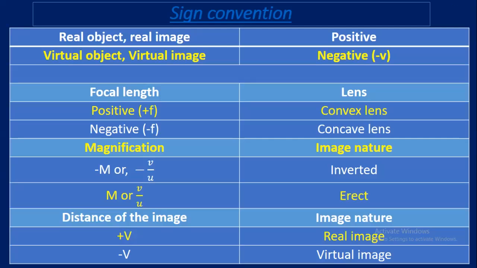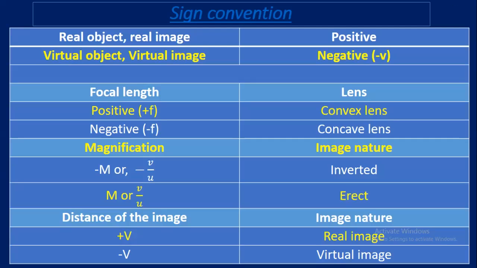The sign convention will be helpful for you to solve mathematical problems. That is, for a real object and real image we put the value as positive, and for a virtual object and virtual image we put the value as negative.